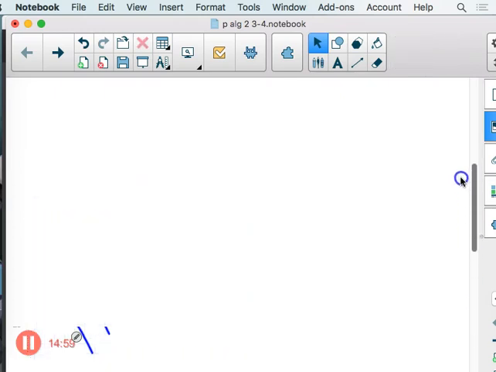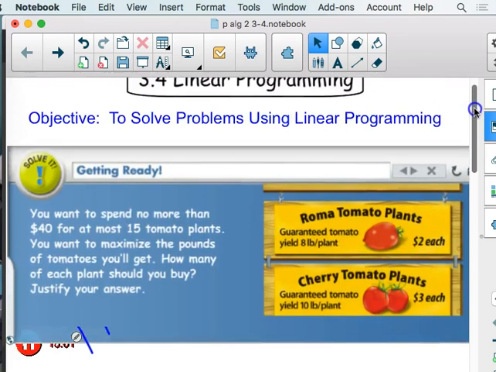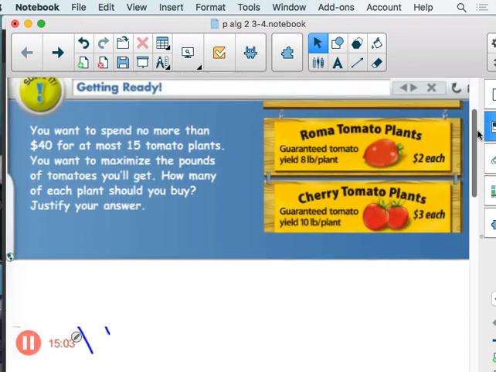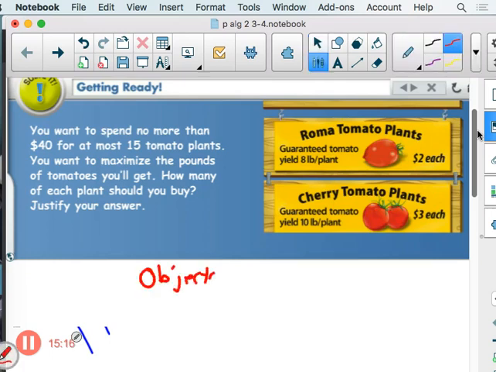All right, first things first. What a business truly cares about is making money. So how do they make money with these tomatoes? They maximize the number of pounds that it's going to produce. So I'm going to have my objective function be P equals, so that it stands for pounds.